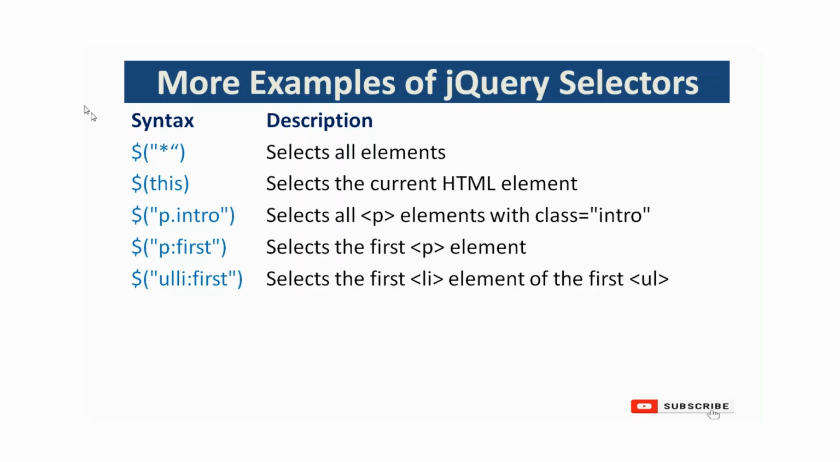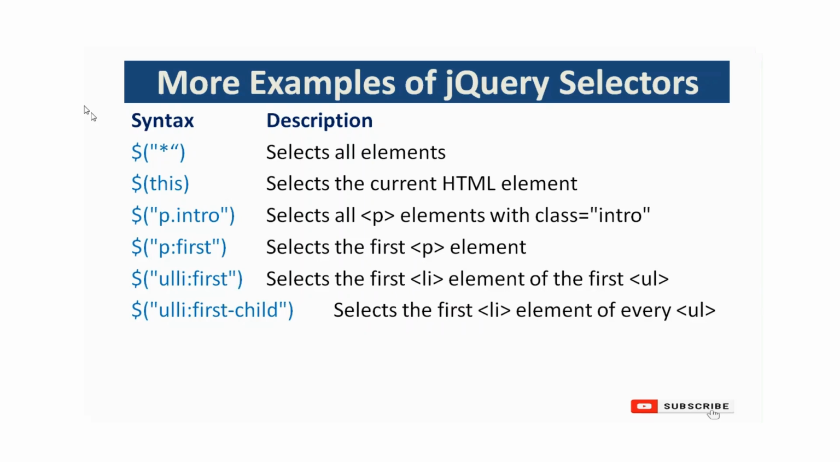ul li colon first, the unordered list's first element here. So in the unordered list items, we can identify the first element of the first unordered list. There may be a number of unordered lists, but here we identify the first unordered list and its first element.